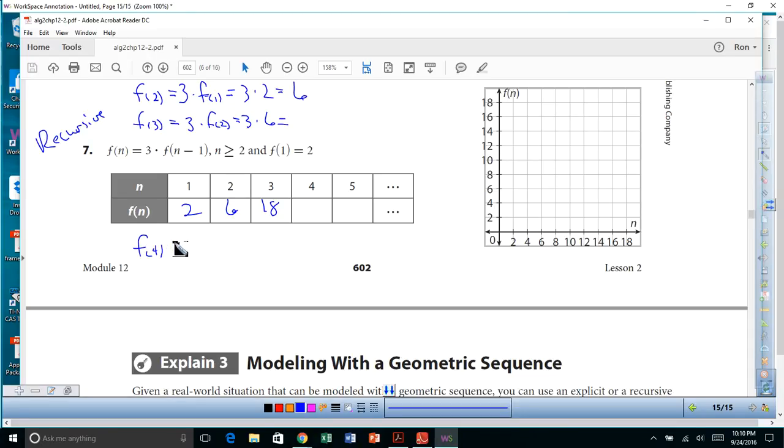F of 4 would be 3 times f of 3, which is 3 times 18. I think that's 54. And then f of 5 would be 3 times f of 4, which is 3 times 54, and I get 162. But we don't have to graph all of these. 1 gives you 2. 2 gives you 6. 3 gives you 18, and that's as far as we can go on that. The rest is off the chart.